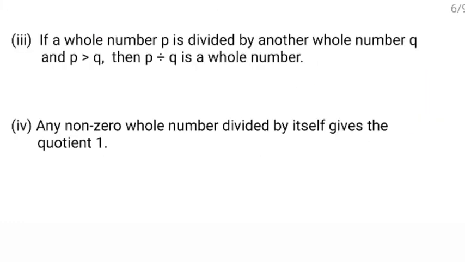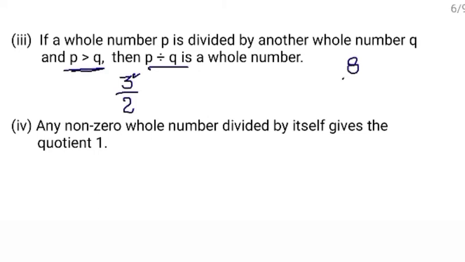Next, if a whole number p is divided by another whole number q, एक p whole number है, उसको divide कर रहे हैं another whole number q से, where p is greater than q, suppose 3, उसको एक whole number 2 से divide कर रहे हैं, where p which is 3 is greater than q which is 2, right? Then p divided by q is a whole number. No, every time this is not necessary.